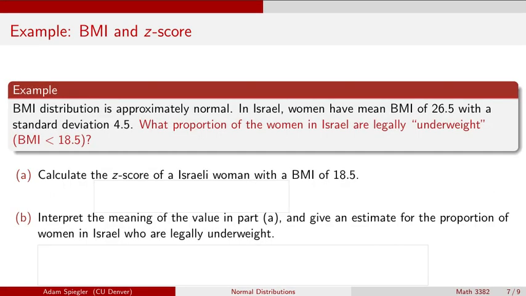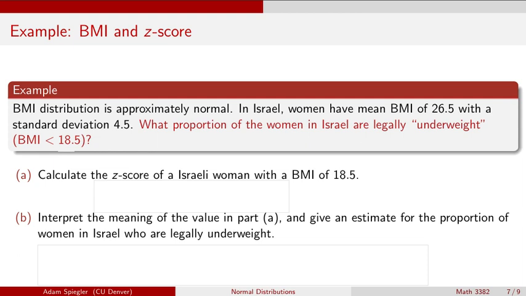So let's take a look at another example of z-scores, and let's consider this BMI example where in Israel they passed this law that said if you have a BMI less than 18.5 that you are unable to legally be hired as a model. And so if we're considering the women in Israel that have a BMI which is normally distributed with a mean of 26.5 and a standard deviation of 4.5, well, just how extreme is a BMI of 18.5? So let's calculate the z-score for an Israeli woman that has a BMI of 18.5. Then we'll interpret the meaning of that value.